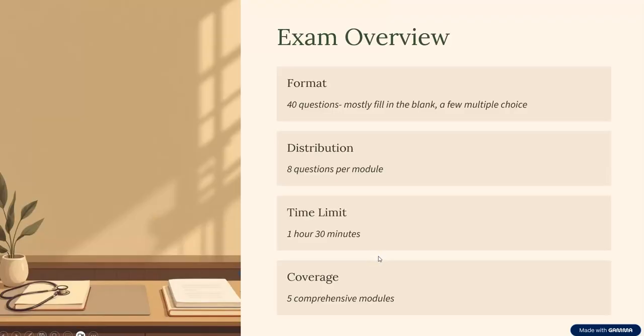First, let's talk about the NUR 150 final exam. It is a 40-question exam covering all 5 modules and you will have 90 minutes to complete the exam. The 40 questions are mostly fill in the blank with a few multiple choice questions. There are approximately 8 questions for each module of content that we've reviewed. The time limit is 1 hour and 30 minutes, and it covers all 5 comprehensive modules.